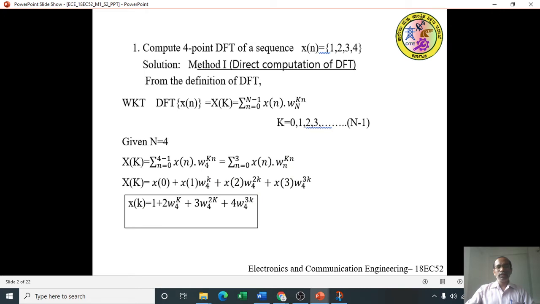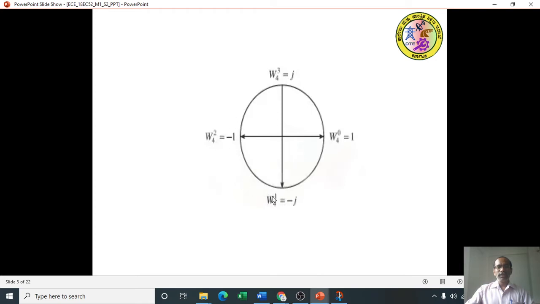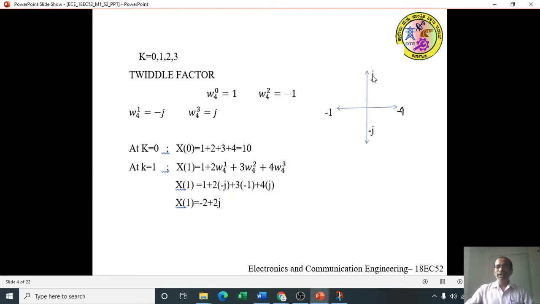Before calculating X of k, let us compute Twiddle factor values. For Twiddle factor values, an easy procedure is, you can opt for this diagram. This is omega 4 power 0, positive real 1, negative real minus 1, positive imaginary j, negative imaginary minus j. If you move in clockwise direction, omega 4 power 0 is 1, omega 4 power 1 is minus j, omega 4 power 2 is minus 1, omega 4 power 3 is j. Otherwise you can opt for this diagram also, 1, minus 1, j, minus j.